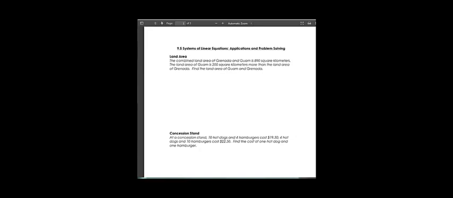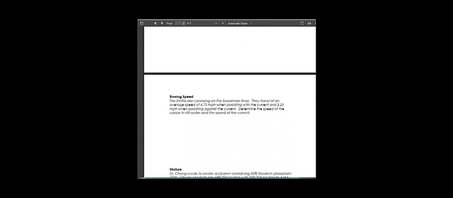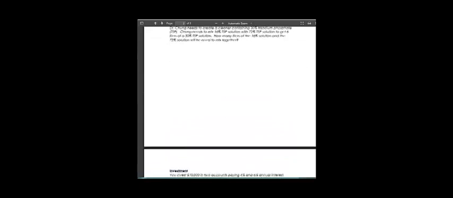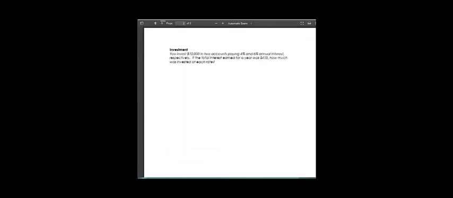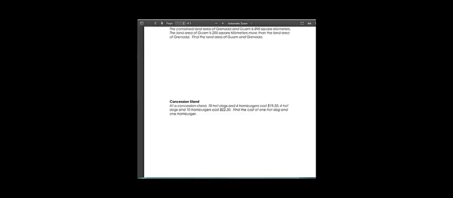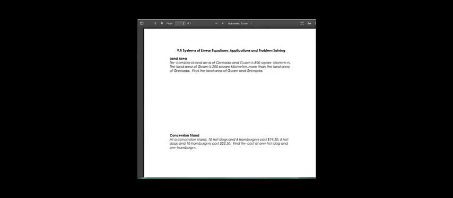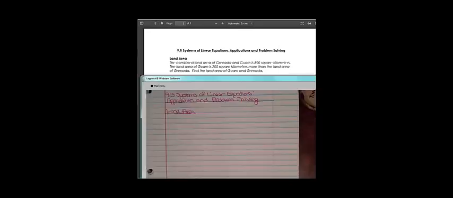There's a land area problem, a concession stand problem, a rowing speed problem, a mixture problem, and then an investment problem. So there's only 5 problems, and that's all we're doing today in our notes. I'm not doing any of the homework because these are just like your homework problems. So we're just going to work through these. Hopefully they're not as hard or as scary as the ones in Chapter 3 were, just because you've had these before. Okay, so pull up my paper so you can see what I'm going to be doing, and let's work through this.